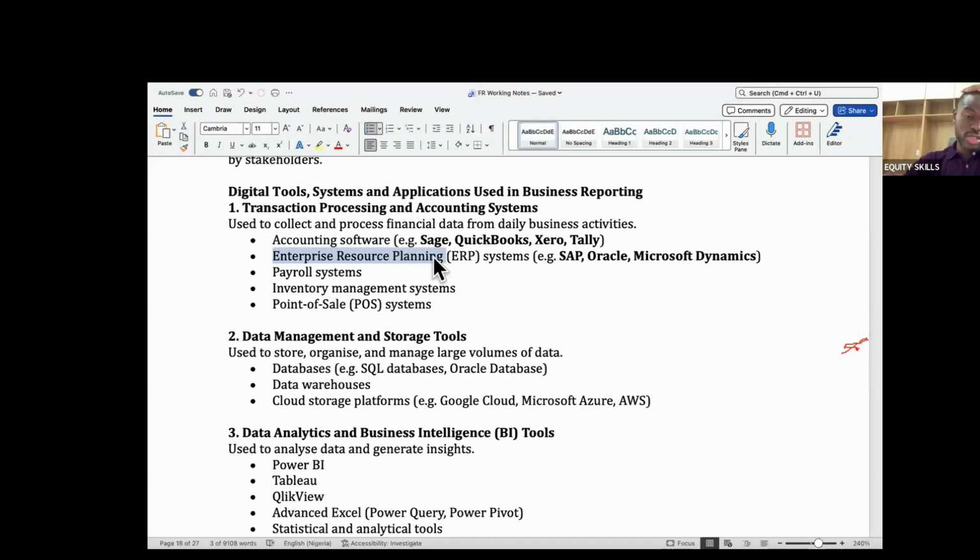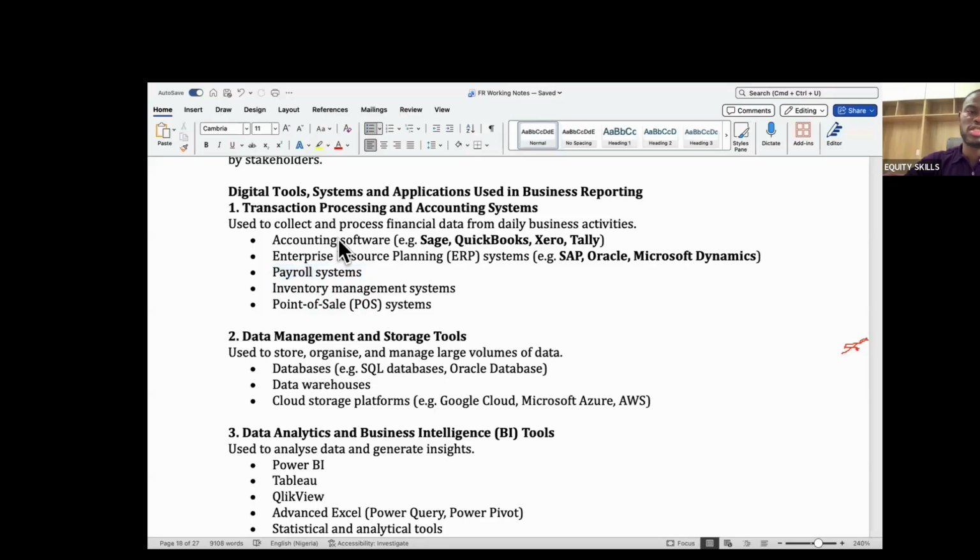They help you digitalize the end-to-end operations of an organization. ERP systems digitalize every part of your operations. SAP, Oracle, Microsoft Dynamics, these are ERP systems. There are a lot of payroll systems out there that can help you process your payroll within seconds.